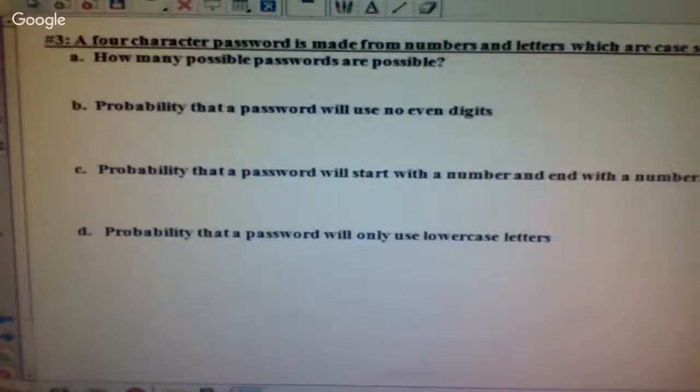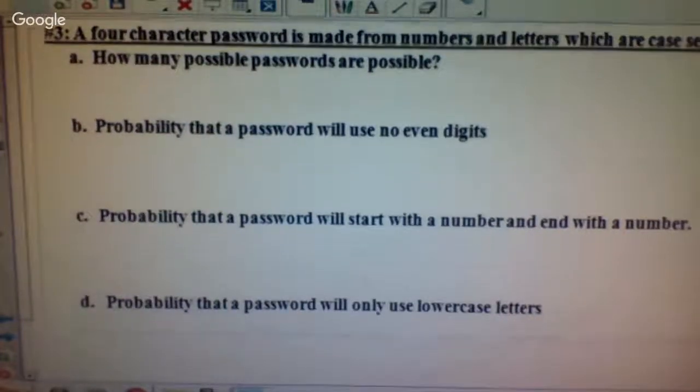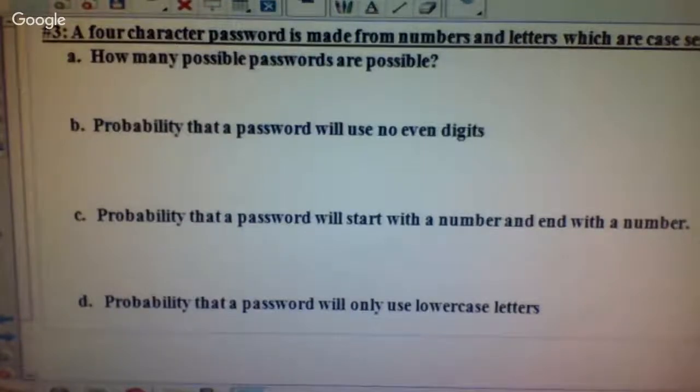All right. Let's get into some that you should be super familiar with. Now we're talking about a 4-character password. It's made from numbers and letters, which are case sensitive. Okay? First thing I need to do is find what the bottom number is. If I am case sensitive, how many letters do I have? 52.